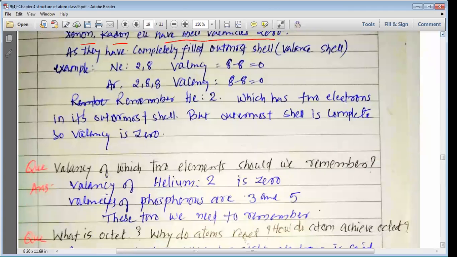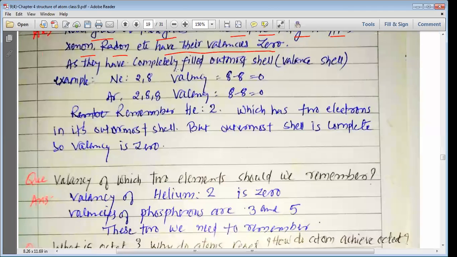Let us study that. As they have a completely filled outermost shell or valence shell, that is why their valency is 0. Why do they have valency 0? Because their outermost shell or valence shell is completely filled. If you look at neon, the electronic configuration is 2, 8, and that is why the valency is 8 minus 8 is equal to 0. If you look at argon, the electronic configuration is 2, 8, 8, the valence shell is completely filled with 8 electrons, and that is why the valency is 8 minus 8 is equal to 0.